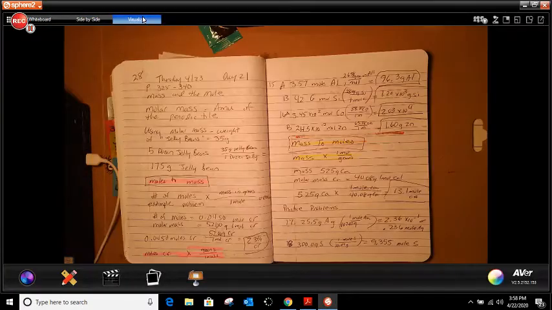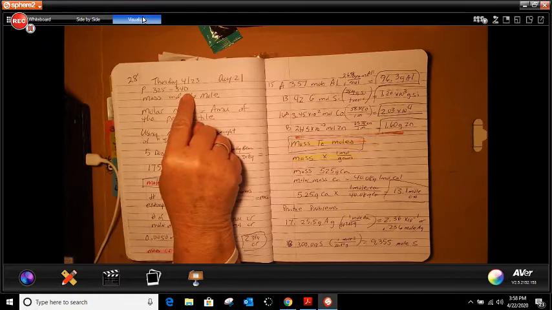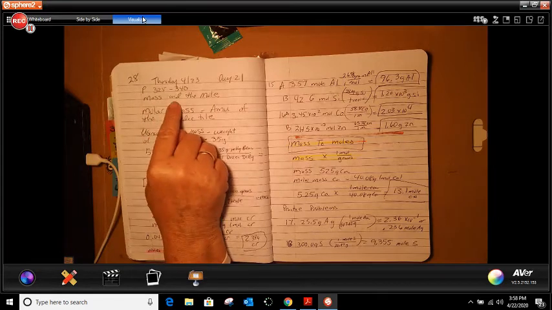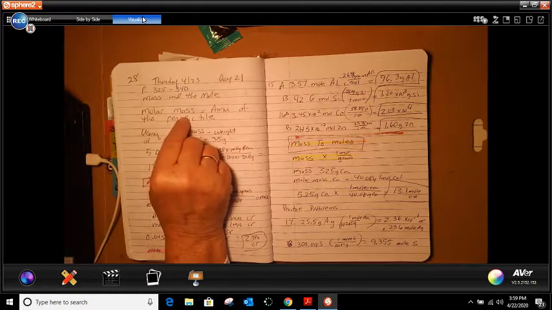First of all, we're doing pages 325 to 340. We're not going to get to 340 at all today. We're not even getting that far. But first we're going to do mass and the mole. We talked about what a mole was yesterday, and so now we're going to talk about molar mass.